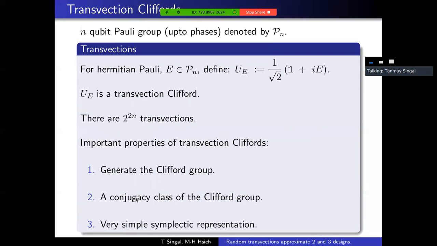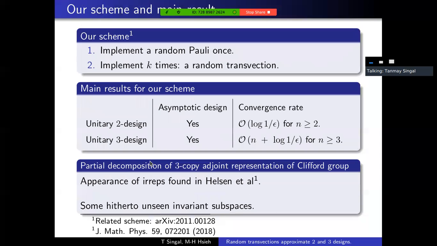So now let's come to the scheme and the results. The scheme tells us that we need to implement a random Pauli once, and then implement the following k times, a random transvection. So after you implement a random Pauli once, implement a random transvection and do this k times. This scheme is an asymptotic design, meaning that in the k tends to infinity limit, we get a 2 and 3 design exactly.